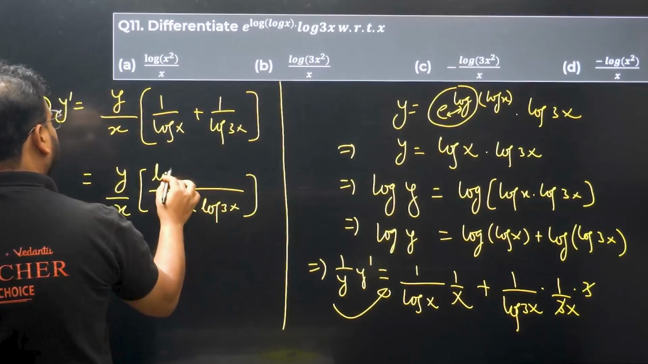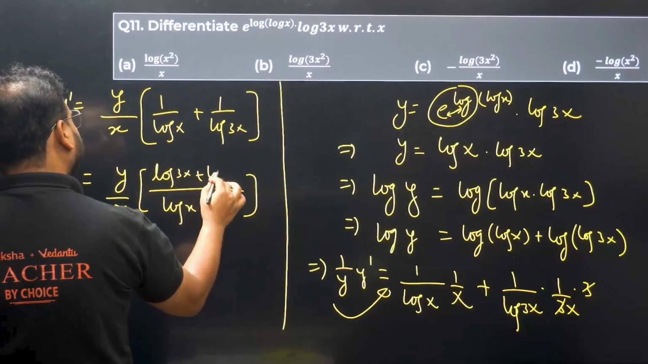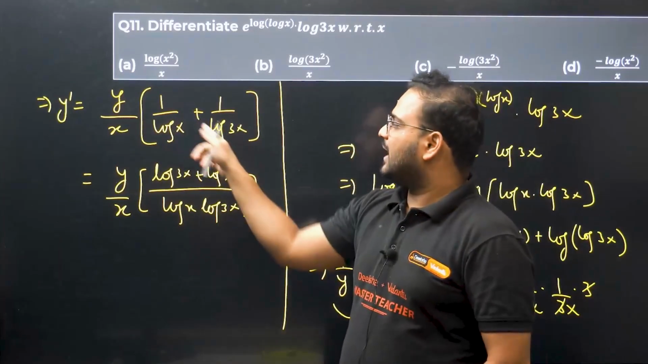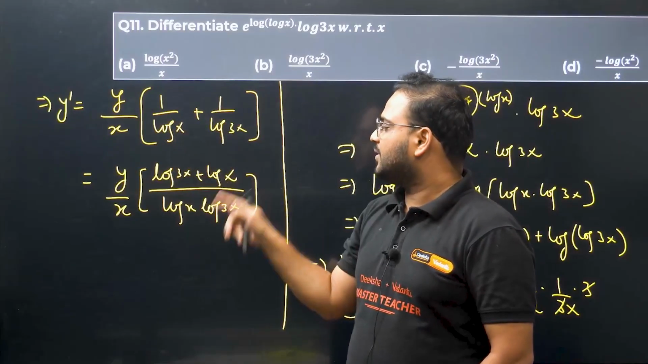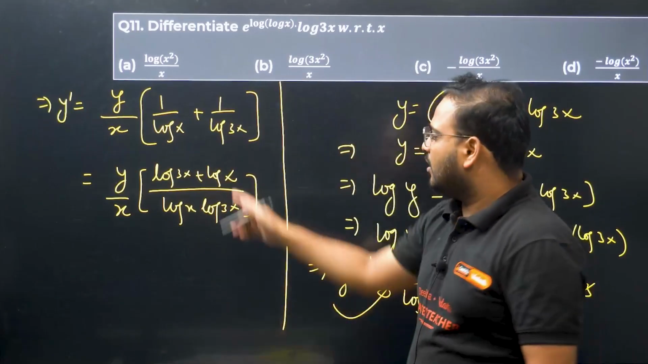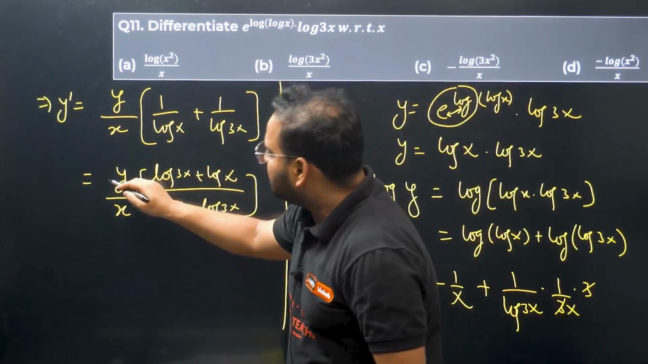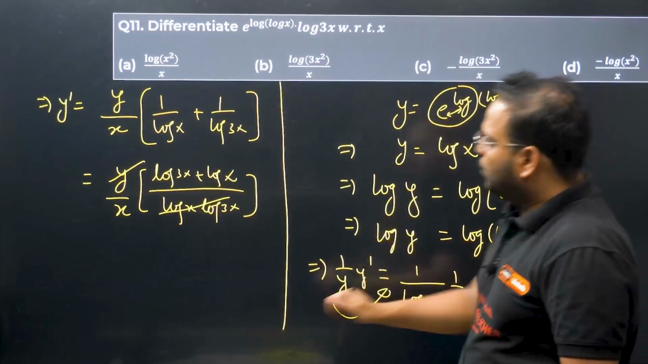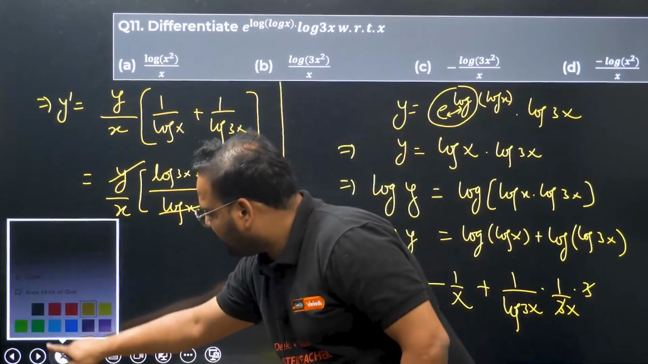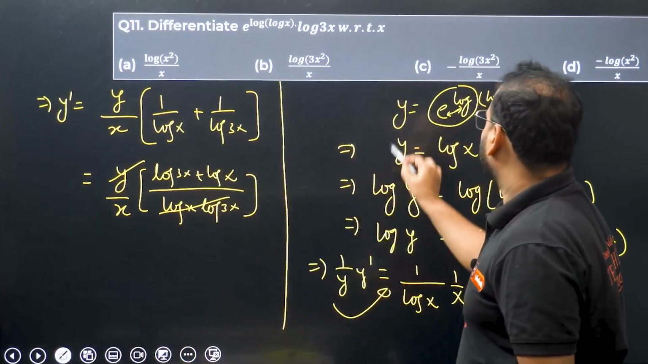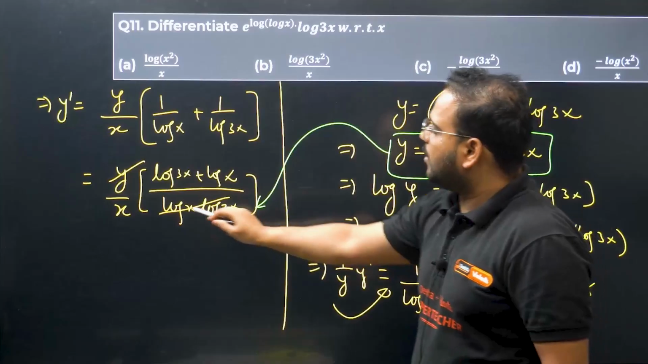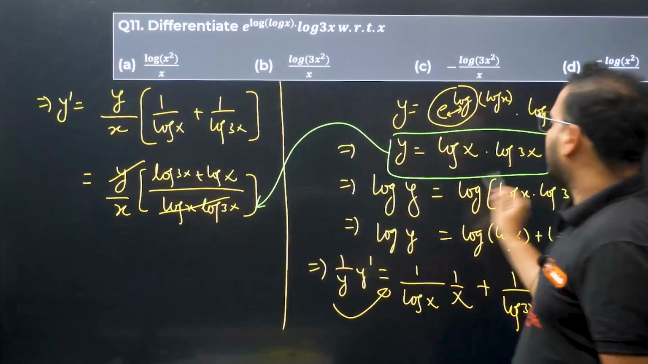This will be log 3x plus log x. Correct? If you take LCM, you're going to add this, right? Log 3x over here, log x over here, making equivalent fraction, you know all of that. Okay? Now check this. This y and this is cancelled. How come, sir? So y value from here. This is same as y. Log x, log 3x is same as y. Okay? So they will be cancelled.